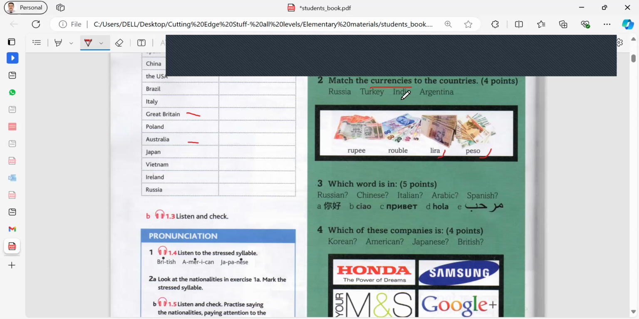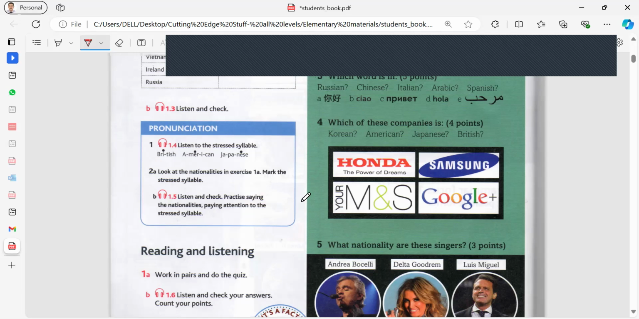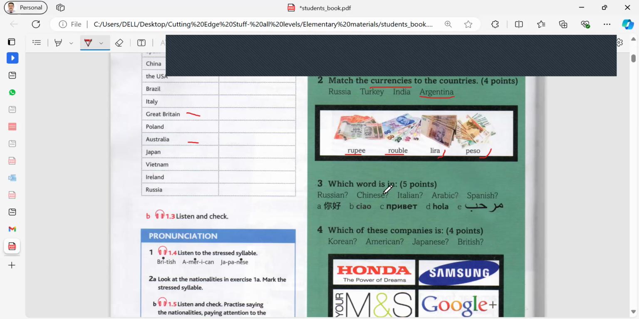Well, you will listen. India. Can you read the first one and the second one? Rupee, ruble. Rupee for India? Yes. What about Argentina? Ruble. You will see. Right.